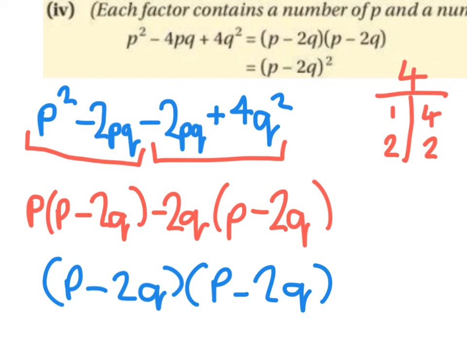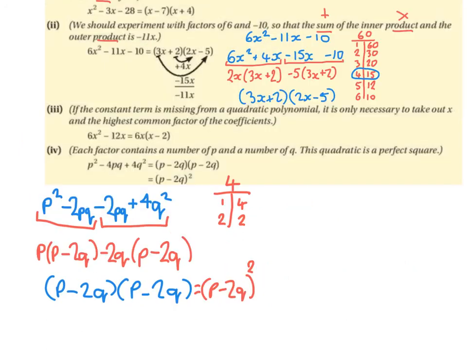And there I have my factors. And I notice that they are the exact same, p minus 2q multiplied by p minus 2q. And this can be rewritten as p minus 2q squared. So that's why it's called a perfect square, because it is itself multiplied by itself. So for part 4, the factors of p squared minus 4pq plus 4q squared were p minus 2q and p minus 2q, which gives us p minus 2q squared. This is known as a perfect square.